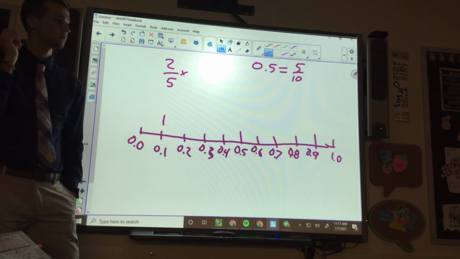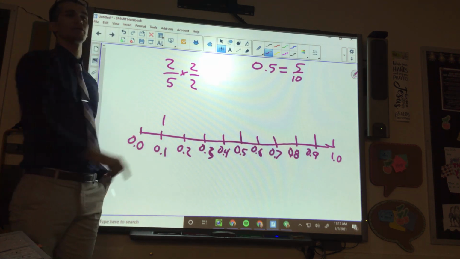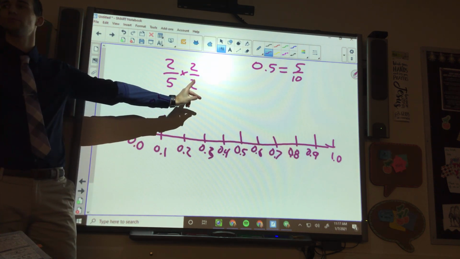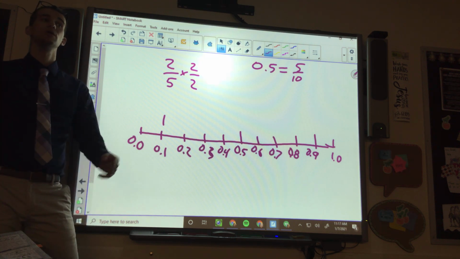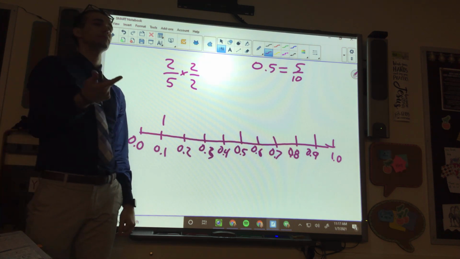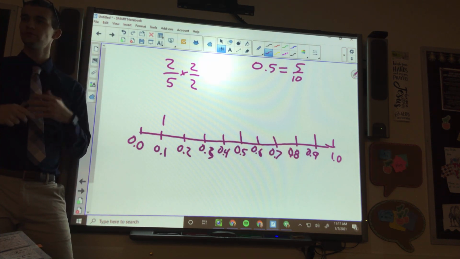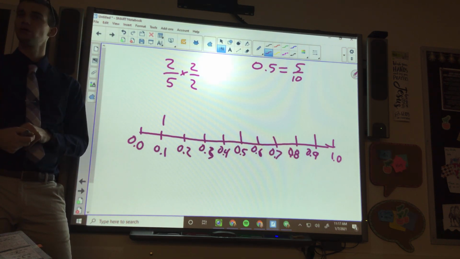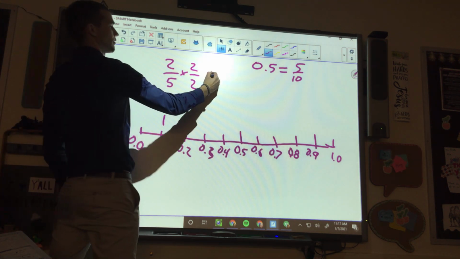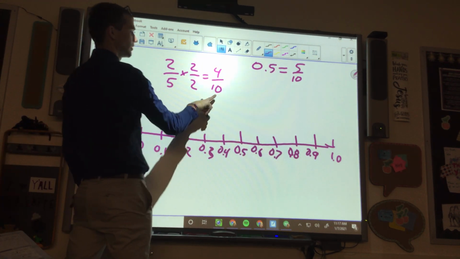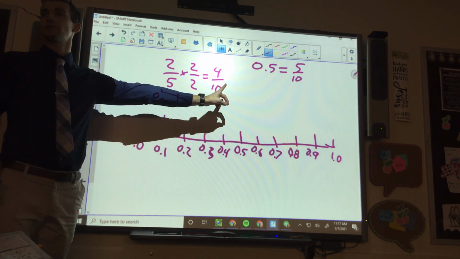By multiplying it by 2 over 2. 2/2 is the same thing as what? 1 whole. And can you multiply anything by 1? Yes. Does that change the number? No, it'll just change the way the number looks. So here this is going to become 4 over 10. If this is 4/10, what does this become as a decimal?